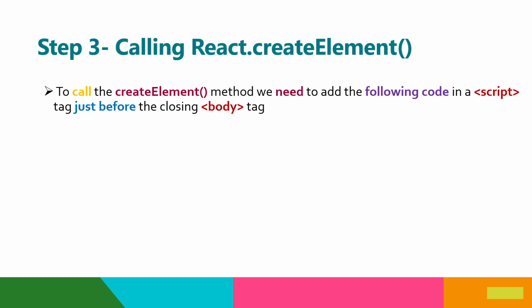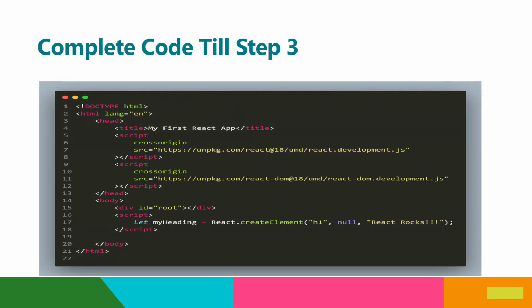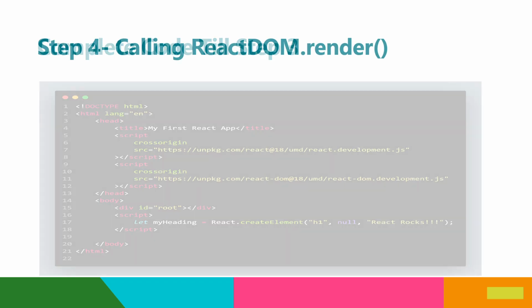Calling React.createElement. To call the React.createElement method, we need to add the following code in the script tag just before the closing tag. This is the syntax of React.createElement. So the complete code is till step 3.